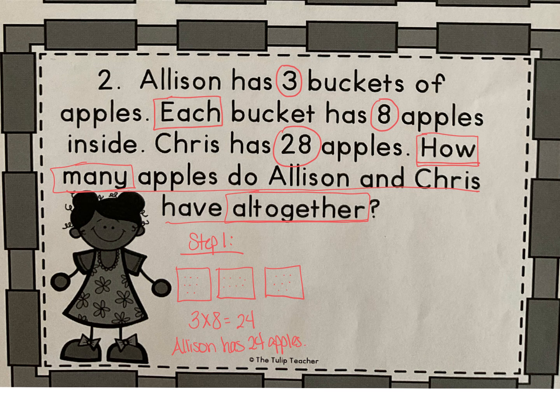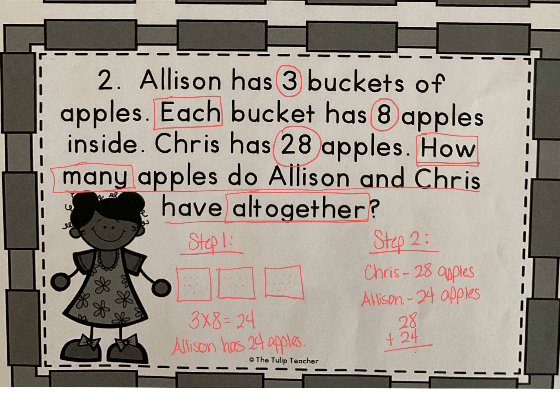It tells us that Chris has 28 apples. How many do Allison and Chris have together? So step 2. Okay, so step 1, I had to multiply to figure out how many apples Allison has. Step 2, that word altogether tells me I'm going to add. So I know Chris has 28 apples. And I know Allison has 24 apples. I'm going to take 28 and add 24 to it.